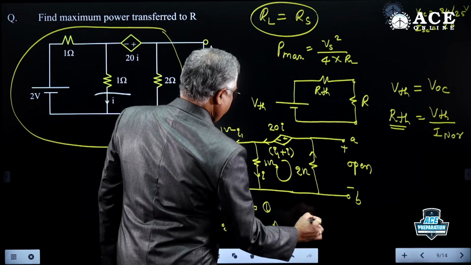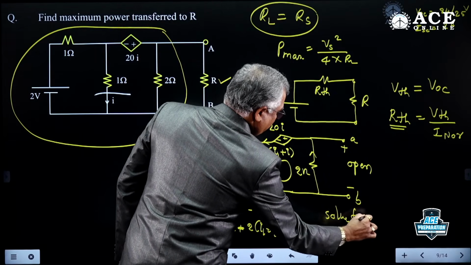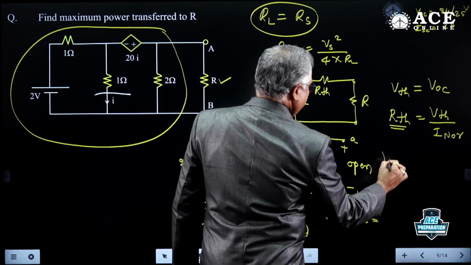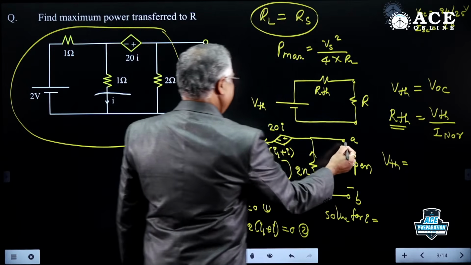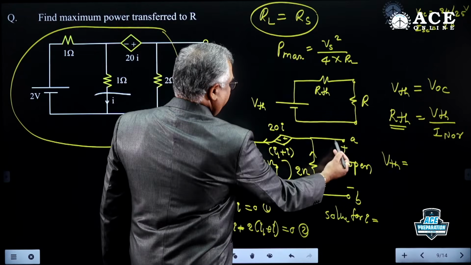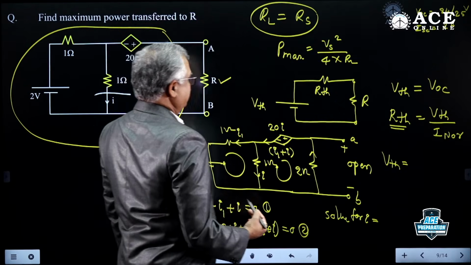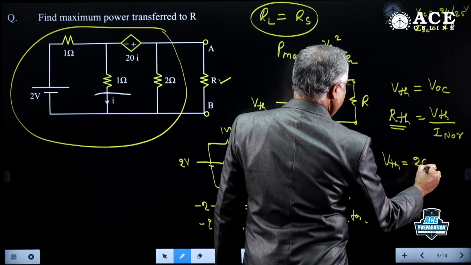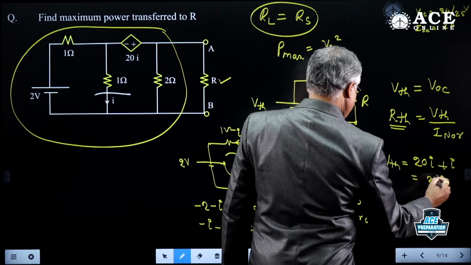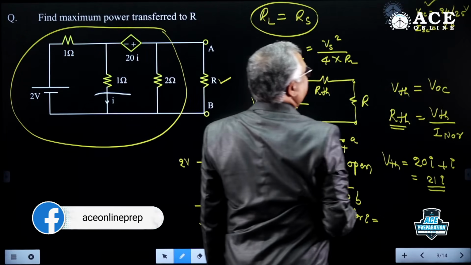And solve for I. After you solve I, we want V Thevenin. V Thevenin starts at A and goes to B. You can go this way or you can go this way. But if you go this way, the problem is you should know both I1 and I. If you go this way, I is enough. So that is nothing but 20I plus I, so it is 21I. Substitute this I answer and you will get V Thevenin. So the V Thevenin answer you will get is 84 by 25.